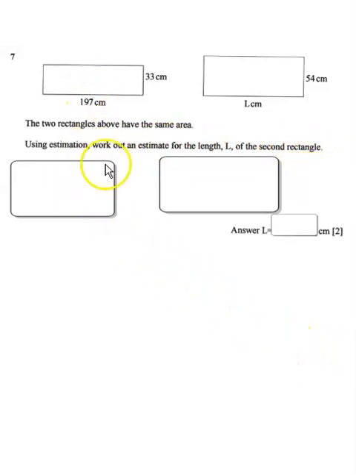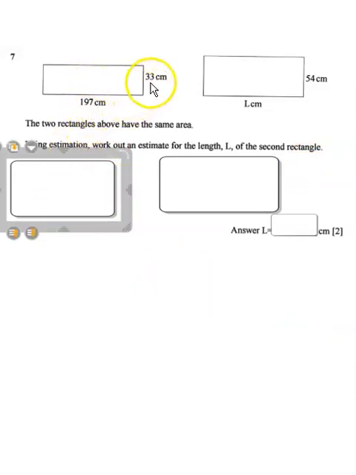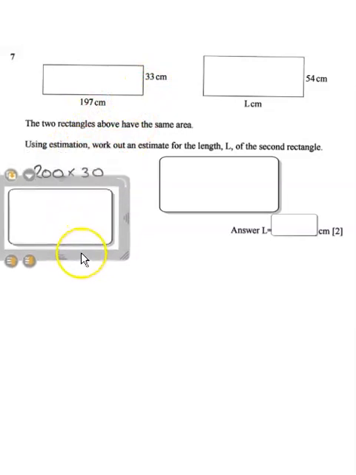So when we look at the first rectangle here, we can change this to 200 and change this to 30. You can see it there. So 200 times 30 is 6,000. So we've estimated that this area in this first rectangle is 6,000. And because they have the same area, this second rectangle will have 6,000 also as the area.